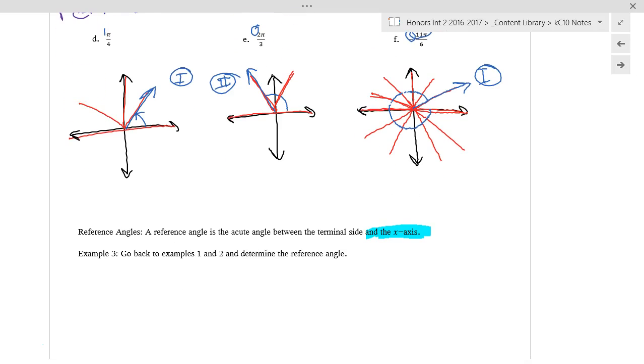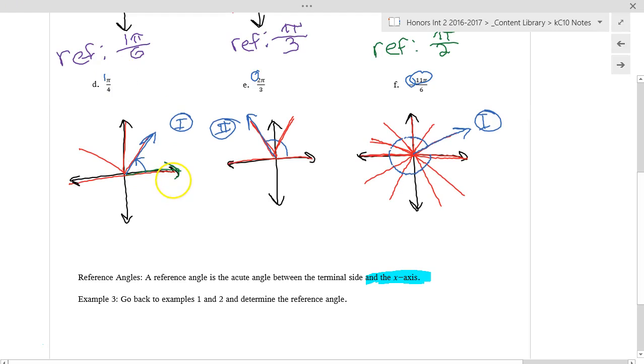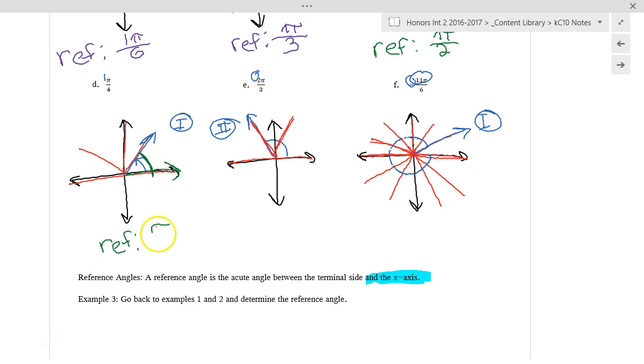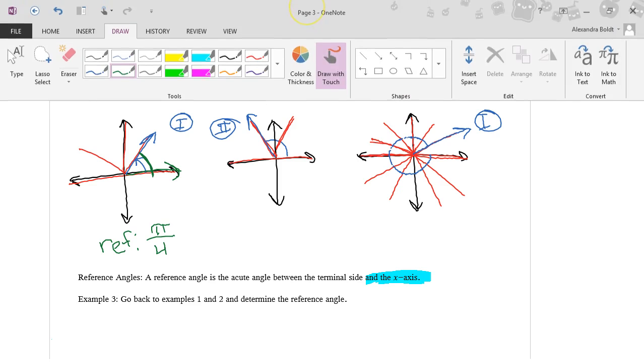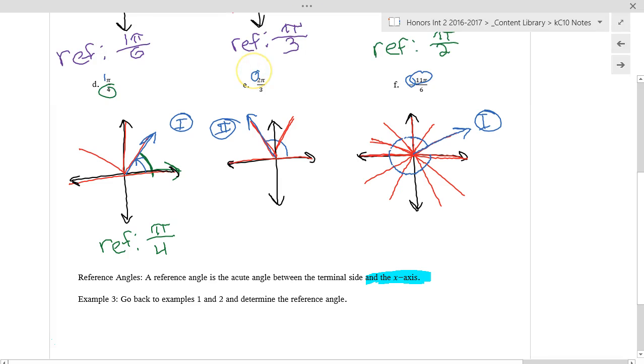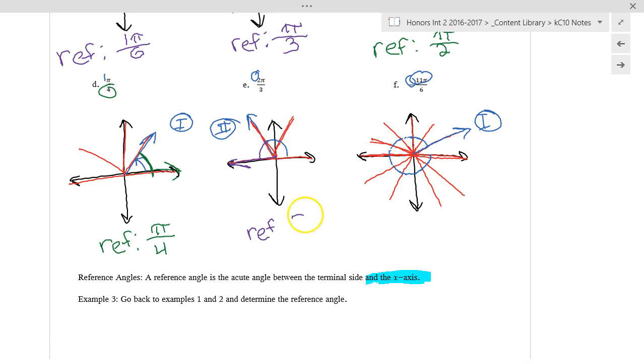Looking at D, it's definitely closer to our positive axis, right? How close is it? One section out of, this one is 4, right? So out of 4. So our reference angle there is pi over 4. Again, the ones in the first quadrant are usually just that number. This one, right, it's closer to the negative side. It's one section out of, this one has 3. So my reference angle is pi over 3.